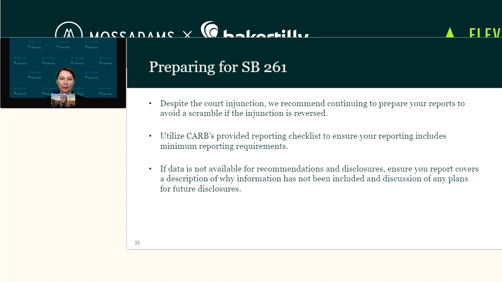And then just make sure you're looking at CARB's reporting checklist. You're looking at those minimum reporting requirements. Don't be scared by all the slides I showed earlier. The minimum reporting checklist is really straightforward, and it does give you that reprieve of just identify your current state, identify your gaps and plans in the future to address those recommended disclosures. And with that, I'll pass it over to Anna.